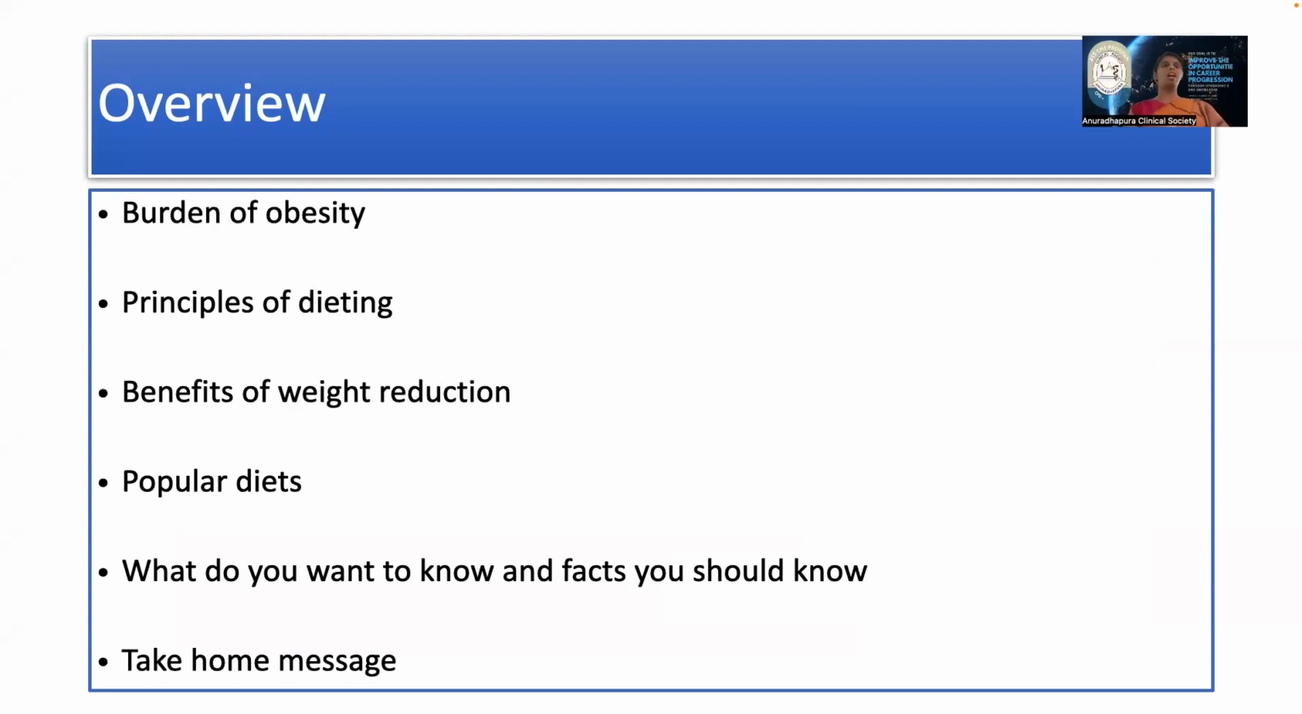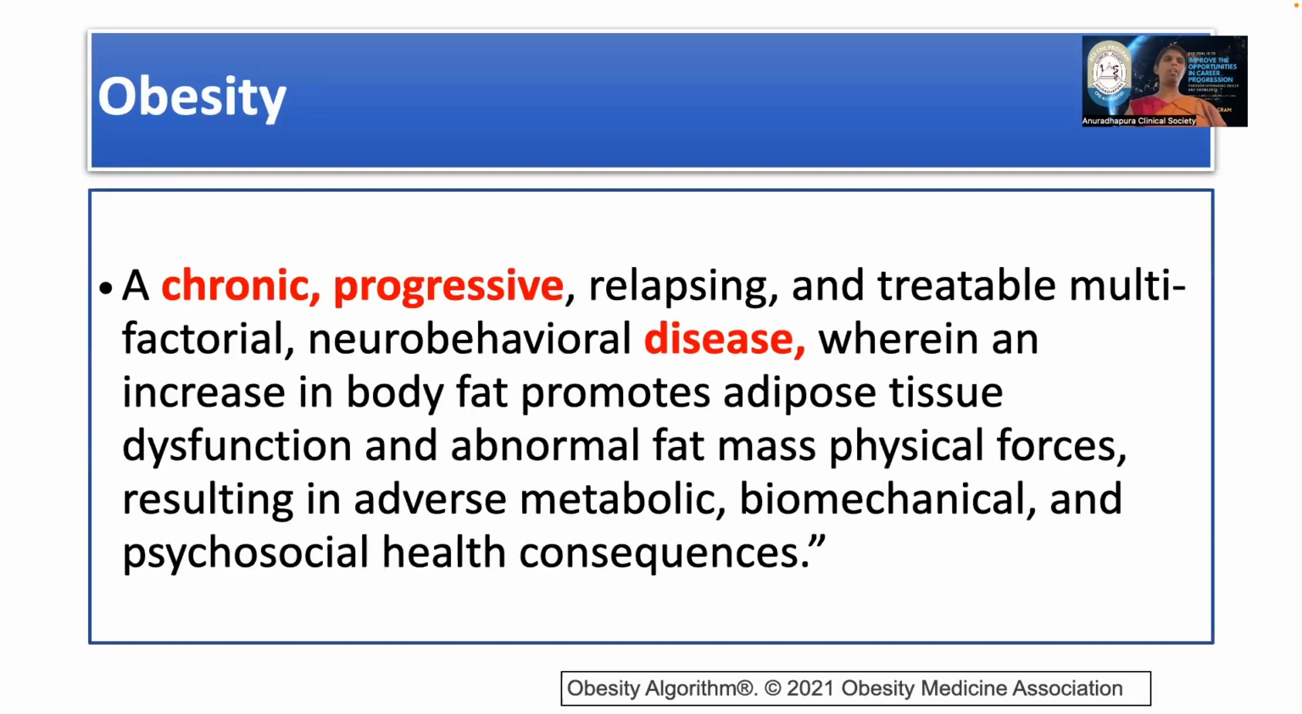I will discuss the burden of obesity, then the principles of dieting, why we should do dieting, then the benefits of weight reduction by diets, and most importantly, popular diets among us and their benefits and concerns, and a few queries most of the patients frequently ask from us. So we'll try to cover these few factors within this short period of time.